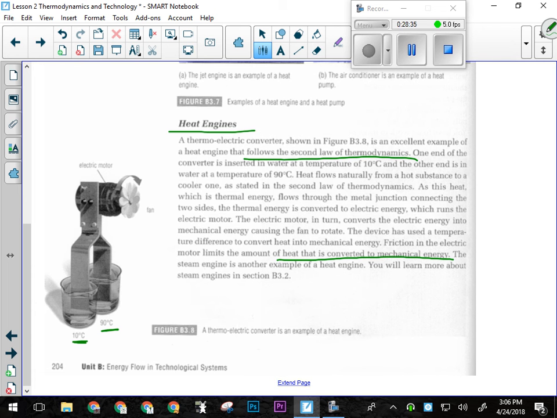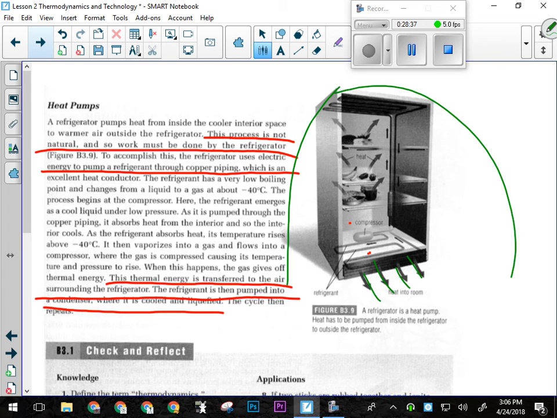Question? No. Okay. And then like we said, for the heat pump, the process is not natural. It's kind of like active transport, so it requires energy in order to pump all of that energy away, to pump it into the hotter area.